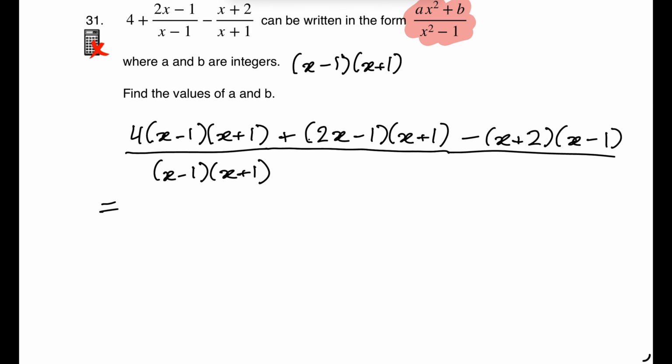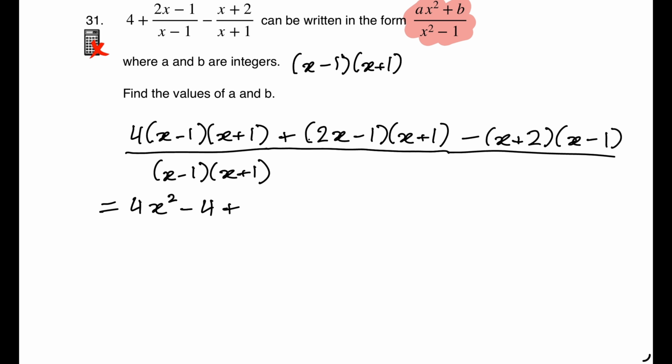Right, let's expand and get all of our terms simplified. So we have 4, actually, let's do this and then multiply. Let's do the double bracket, then multiply by 4. So x squared, so we have 4 lots of x squared minus x plus x, so that all cancels to 0, subtract 1. So, if I can just remove those brackets, that will give me 4x squared minus 4.